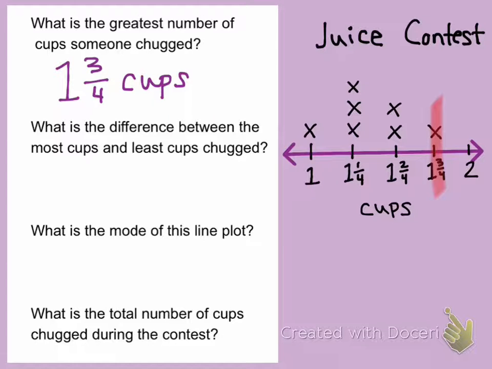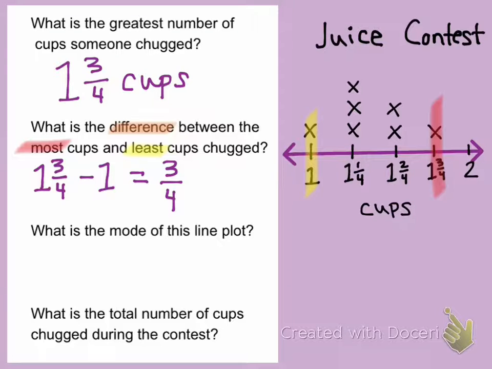Next, what is the difference between the most cups and the least cups chugged? So here again we're going to use the most. We already have that highlighted in red. And we need to find the least. So that's 1. It's asking for the difference, so we know we need to subtract. So we're going to take 1 3/4 minus 1 to find our answer of 3/4.